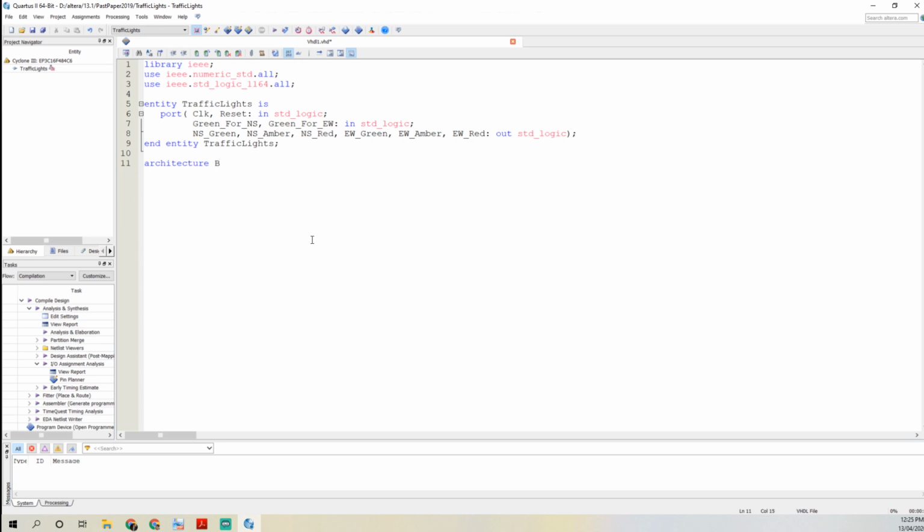It's going to be a behavioral architecture because I'm going to be describing the state at a high level using this finite state machine. So my architecture behavioral of traffic lights, that's the name of my entity, is. The first thing I'm going to do here is define the states of the FSM. And we know that we define our states with the type keyword.